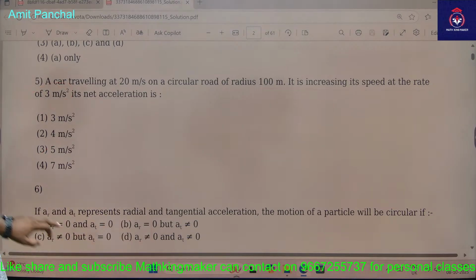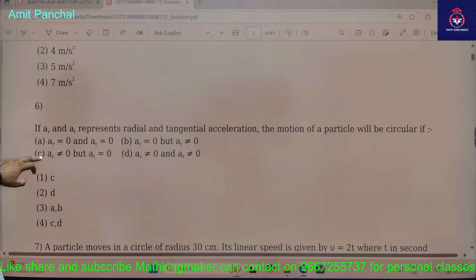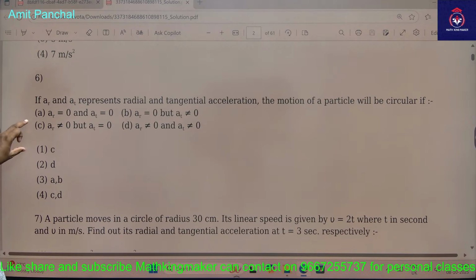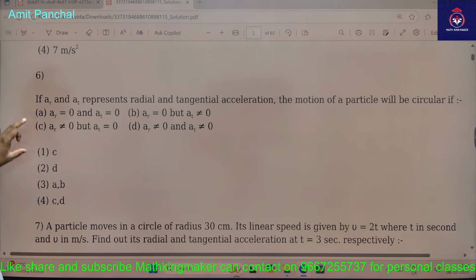Should we go to the next? Yeah. Okay, sixth question. It's a very good question. Just try to answer it. It is a conceptual question.